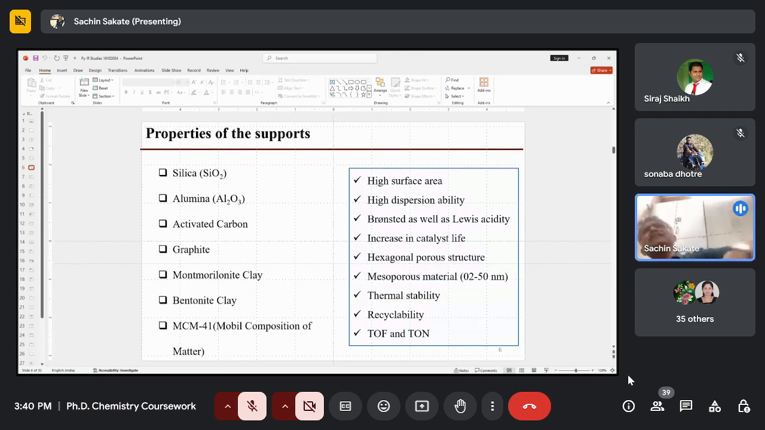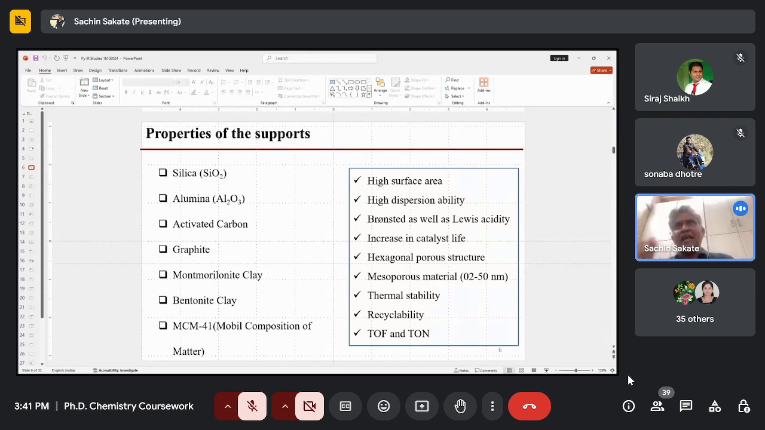So now these are the various supports actually. Silica you have in your lab, so you can use the silica. Alumina is also in your laboratory. Basic alumina is available, acidic alumina is also available, neutral alumina is also. Activated carbon. Carbon can also be used as a support. Graphites.